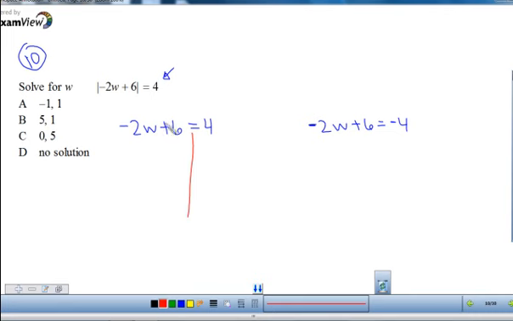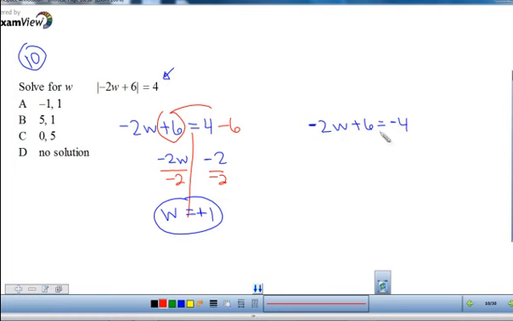Okay, so the first one, I'm going to subtract 6. So 4 minus 6 is -2. Bring down the -2w. Divide by -2. So w is +1, because the negative divided by negative is a positive.